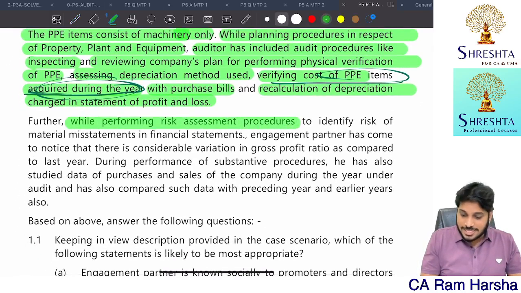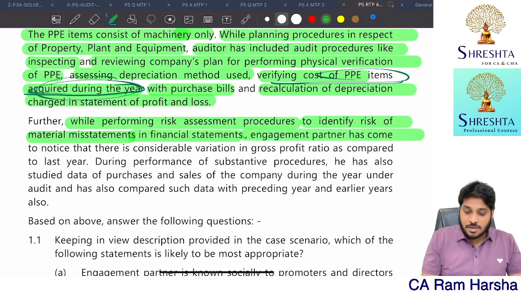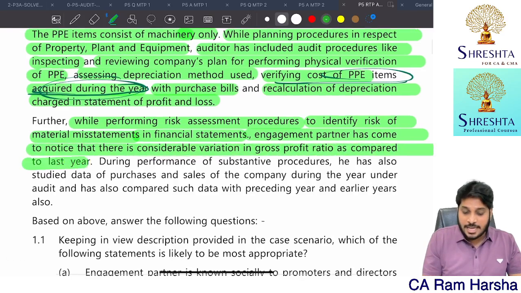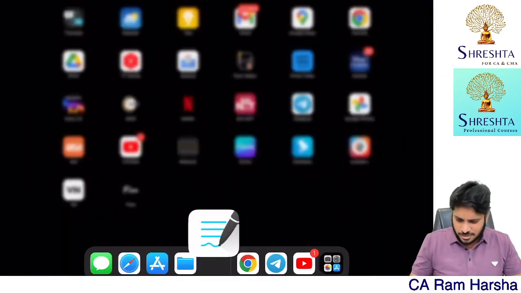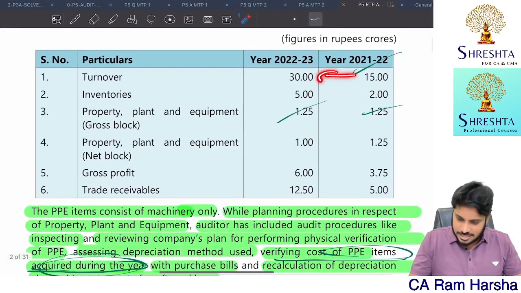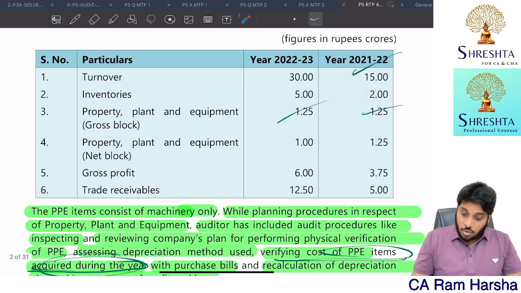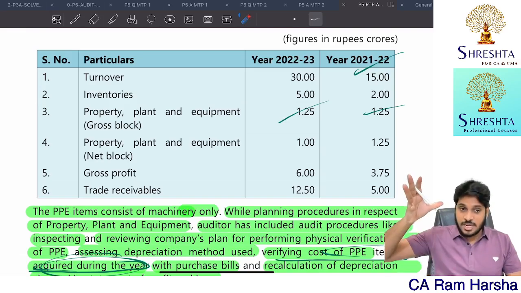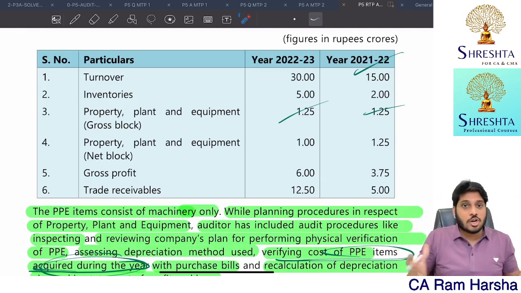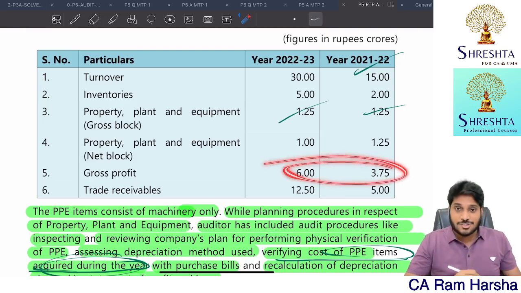Further, while performing the risk assessment process to identify the risk of MMS in financials, the engagement partner has come to notice that there is a considerable variation in gross profit ratio as compared to last year. Yes, we have seen the gross profit ratio is considerably varied. See, business can increase, turnover can increase, everything can increase. How come the gross profit ratio can increase so much? Because all are variable income, variable expenses. Gross profit should also be more or less similar, right? It's a high risk, yes or no?